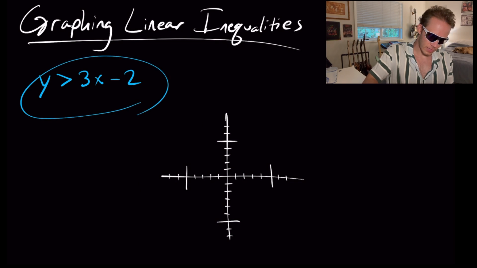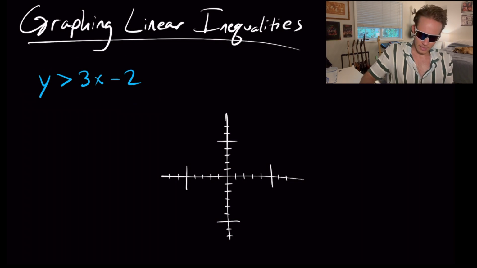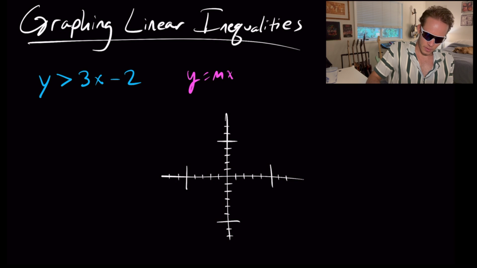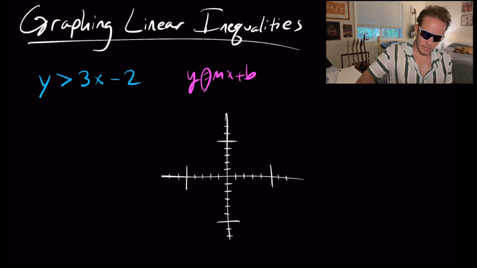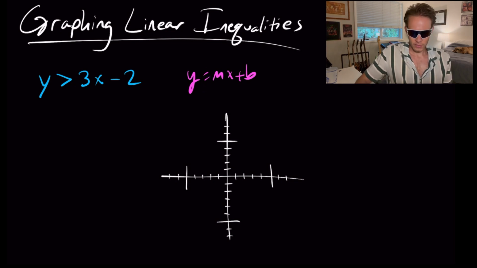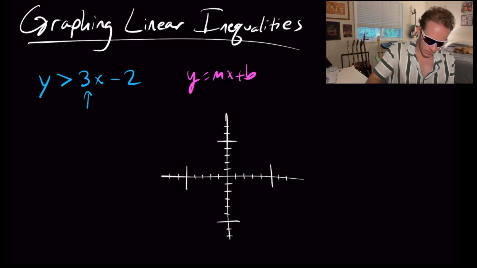And you can already tell that looks a lot like slope-intercept form, y equals mx plus b. In fact, it pretty much is, except we have an inequality instead of an equal sign. So that's the only key difference. But graphing these things pretty much works the same way. So this is our slope, and this is our y-intercept.